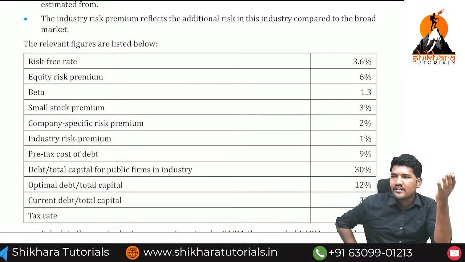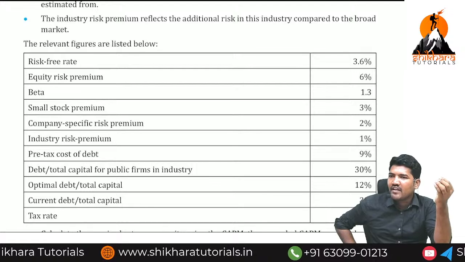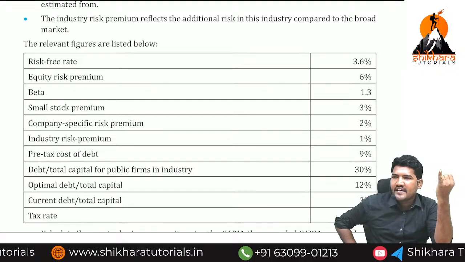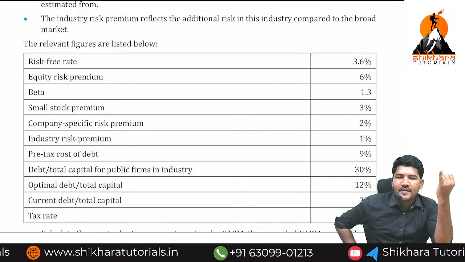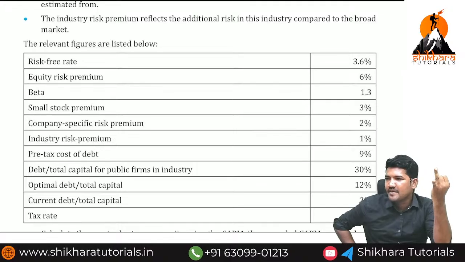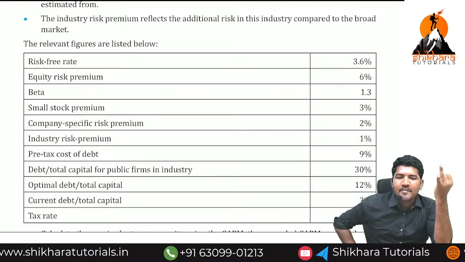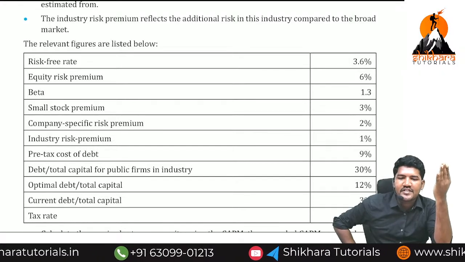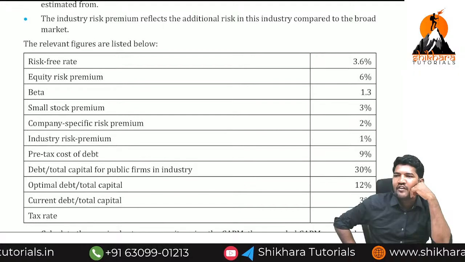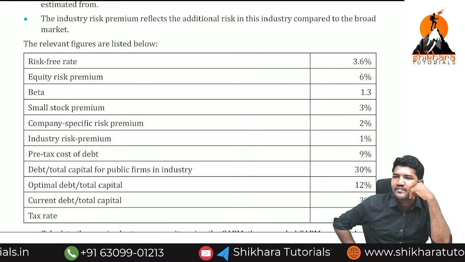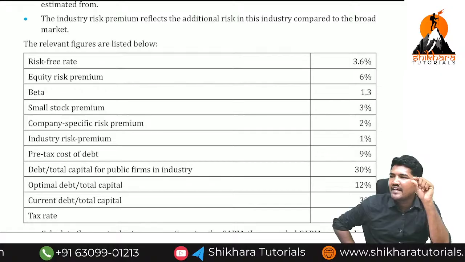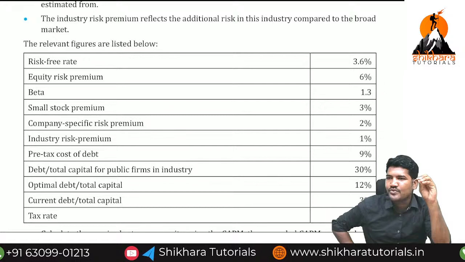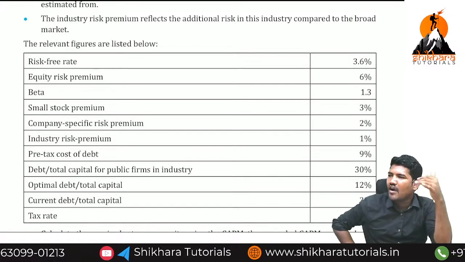What I told, sir, instead of beta we are considering all premiums. How many premiums you have here? 3.6 is there. RF equity risk premium is there 6%, that is nothing but market risk premium. Next, small stock premium is there 3%, company specific risk premium is there 2%, and industry risk premium is there 1%. What's the total? 15.6%. Here I am not using the calculation of beta, RF plus beta into RM minus RF. I considered all premiums.